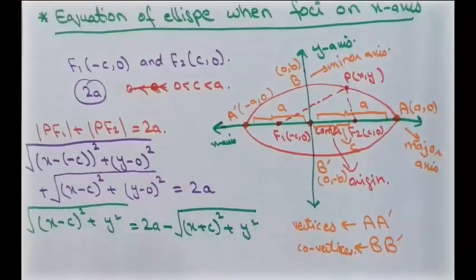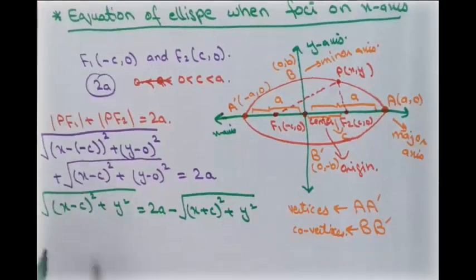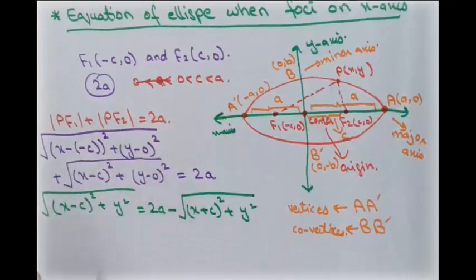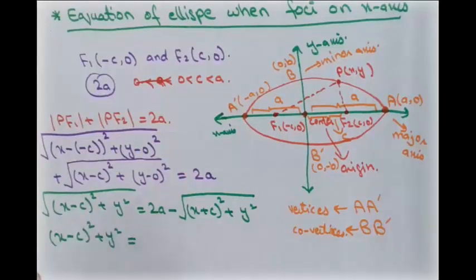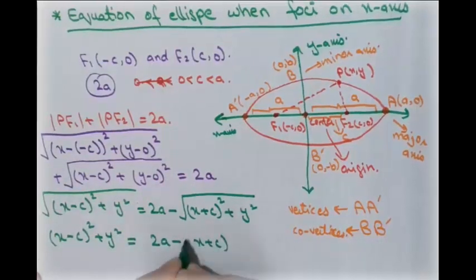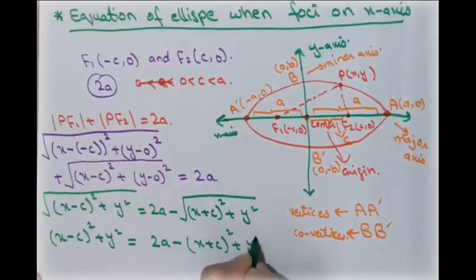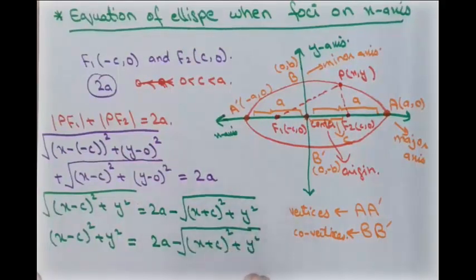Now it's time to take squares on both sides. If I take the square on both sides, this radical can be removed. So we are left with (x minus c) squared plus y squared, which is equal to the square of the whole factor, which is (2a minus the square root of (x plus c) squared plus y squared) squared. We can't do the step where the radical cancels out the square and it will be 4a squared. This is not possible.